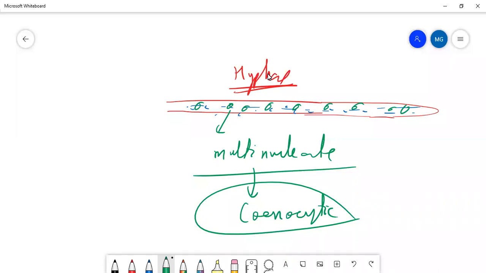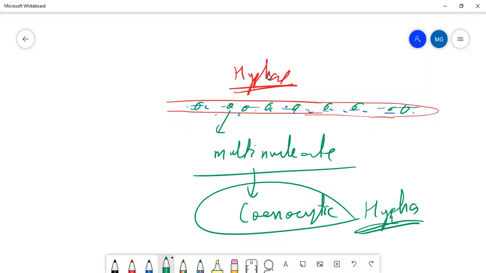So when I say multinucleate, when I say cenocytic, what does it mean? Cenocytic hypha means a multinucleate structure without any wall, without any divisions, without any compartmentalization. So this is a cenocytic structure.